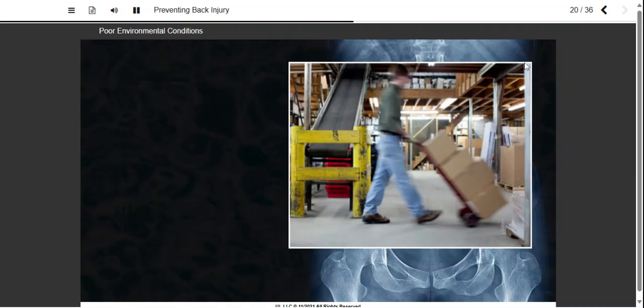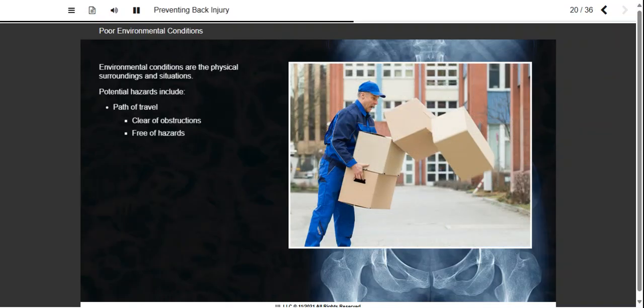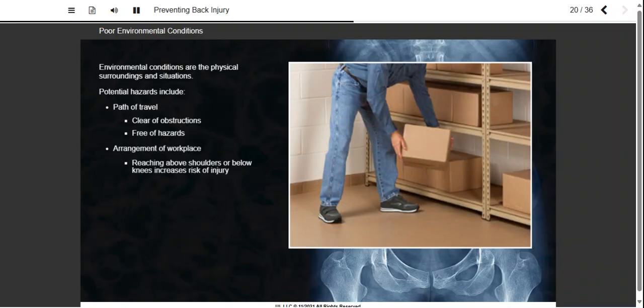The third common cause of back injuries we're going to look at is environmental conditions. They are physical surroundings and situations. There are several environmental conditions that could lead to a possible back injury if not addressed. The first is your path of travel when lifting. It should be clear of obstructions and hazards. Otherwise, you risk a slip, trip, or fall while carrying, pushing, or pulling an object. Whenever possible, make sure your workplace is organized so you are reaching for objects between your shoulders and knees.